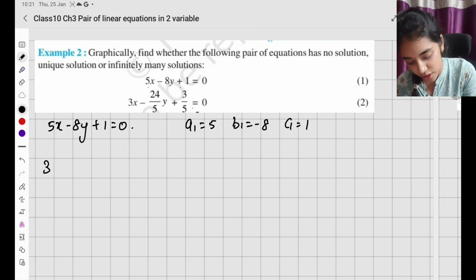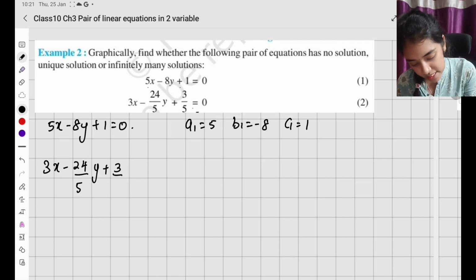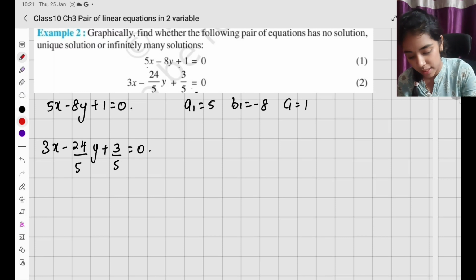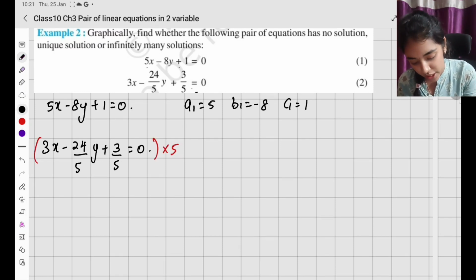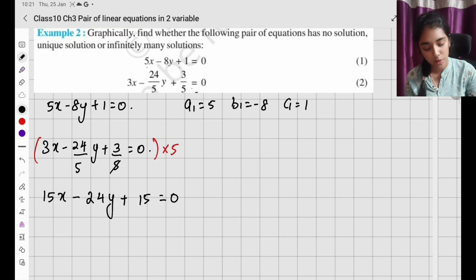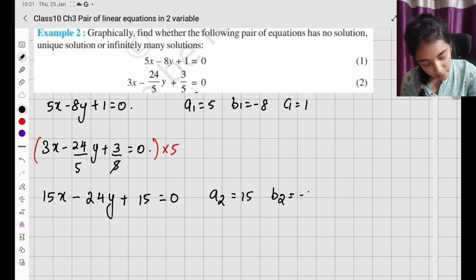Okay, now the second equation, you have 3x - 24/5 y + 3/5 = 0. Now let me first convert this to whole numbers. So I'm going to multiply the whole equation by 5, on both sides. So what does the equation become? This becomes 15x - 24y, since the 5 cancels, plus here the 5 will get cancelled, so I'll have 3 5s are 15. So 15 = 5 × 0, which is also going to be 0. So from this I have A2 = 15, B2 = -24, and C2 = 15.